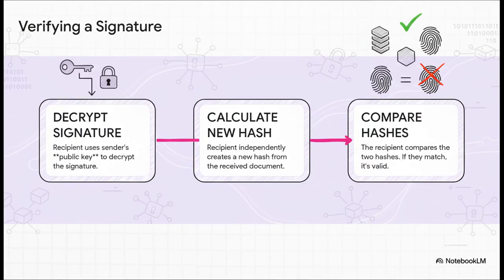That locked up hash, that's your digital signature. So, now someone receives your document. How do they check it? Well, they take your public key, the one you share with everyone, and use it to try and unlock the signature. If it works, it reveals the original hash you created. Then, they take the document you sent and calculate a fresh hash from it themselves. If those 2 hashes are a perfect match, boom, verification.